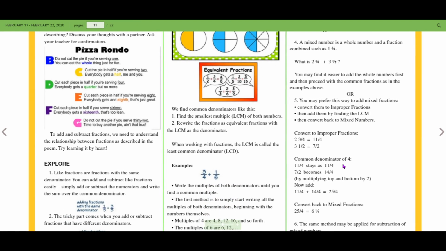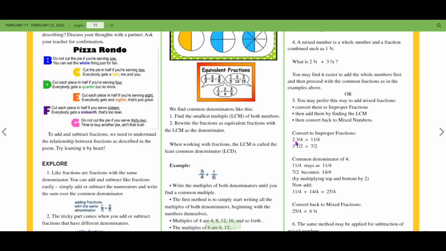Okay, so let's look at this. Convert to improper fractions. 2 3/4 is the same as 11/4. So we would say 4 the denominator multiplied by the whole number. 4 2s would be 8, and we add the numerator, so 8 and 3 would give us 11 over 4. Now 3 1/2, we would say 2 denominator times the whole number, 3 2s 6, and add the numerator, we get 7. Okay, so it would be 7 over 2, or 7 halves.